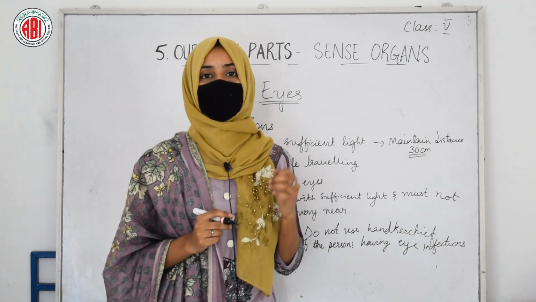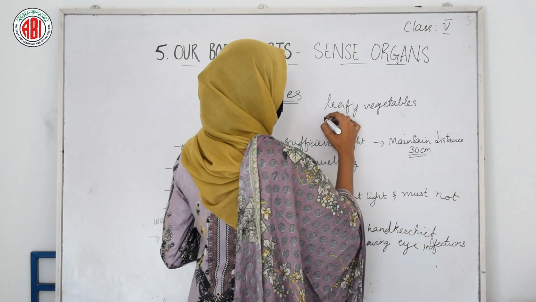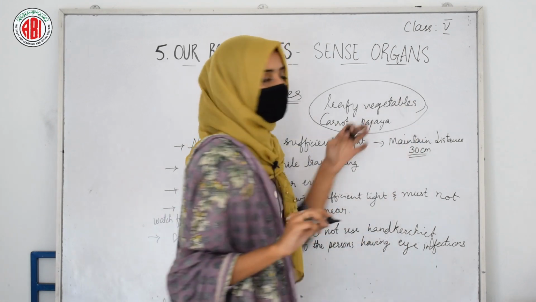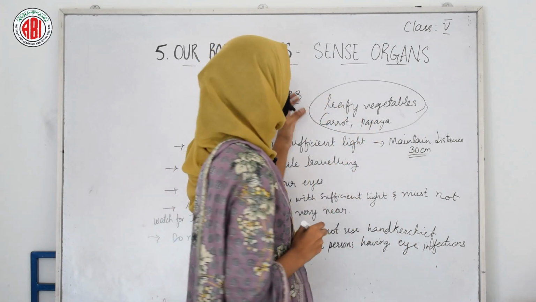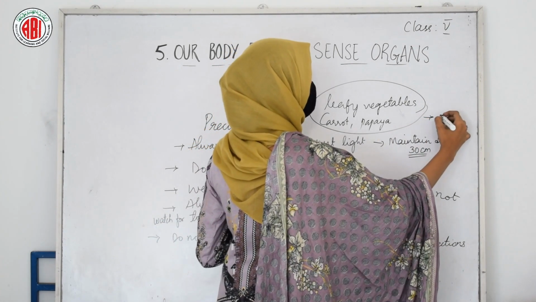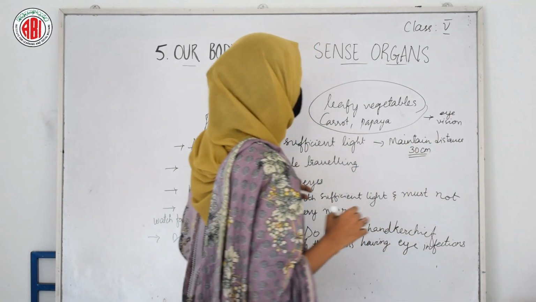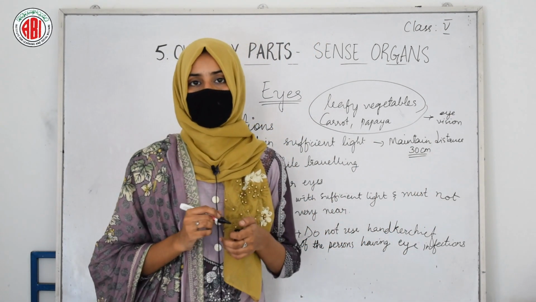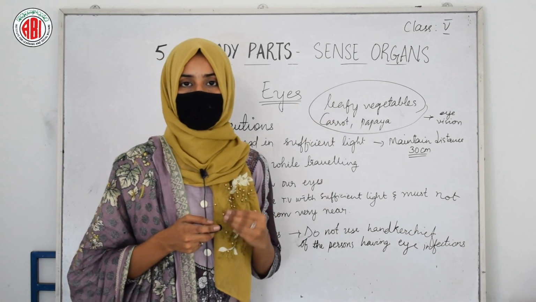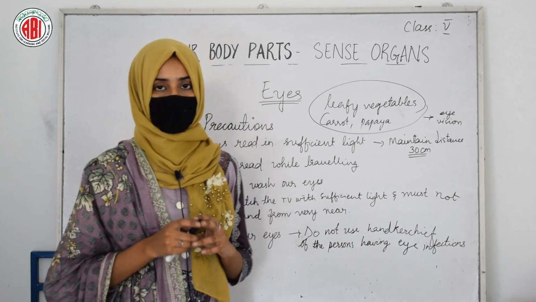And we should always eat leafy vegetables like cabbage and spinach, and fruits like carrot and papaya. They are rich in vitamins and minerals, and these types of fruits and vegetables help in increasing our eye vision, and they also help to protect our eyes. By eating these vegetables and fruits, we can keep our eyes healthy and free from different infections.